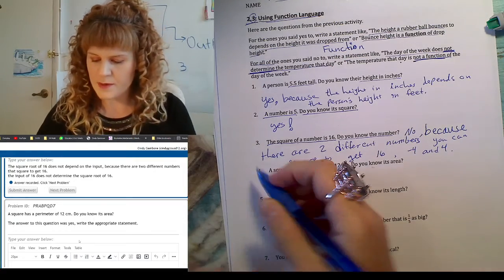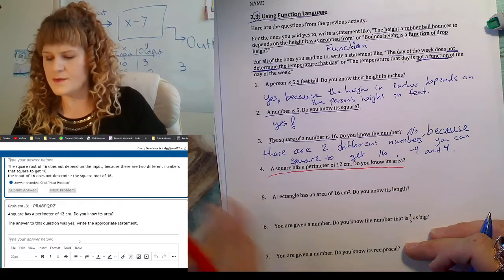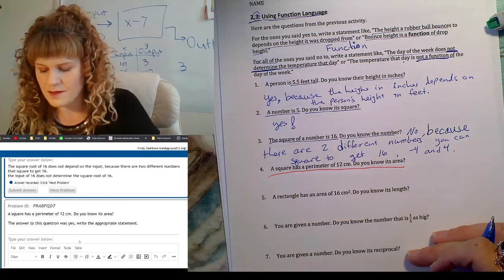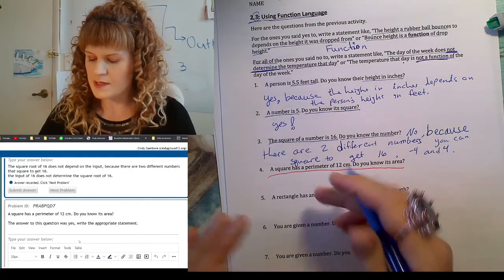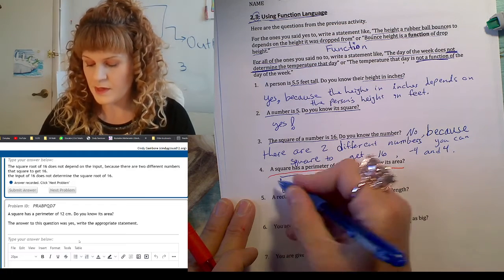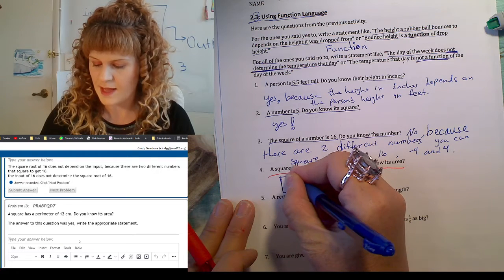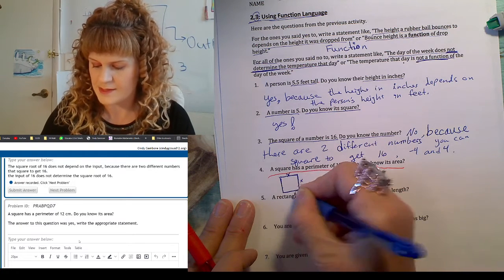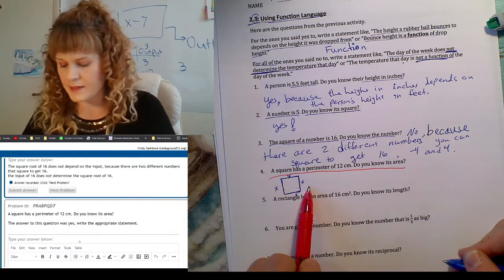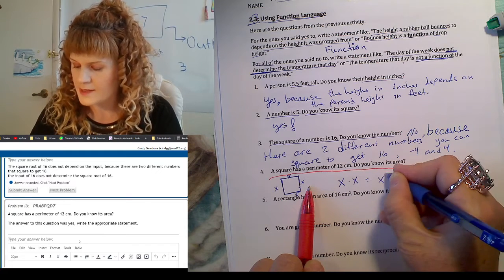Next one, number 4. A square has a perimeter of 12 centimeters. Do you know its area? Okay, if the perimeter is known for a square, then you can find the side length because all sides have the same length. We'll call that x in my picture. Then if you can find the side length, you can definitely find the area because that's x times x, or x squared.